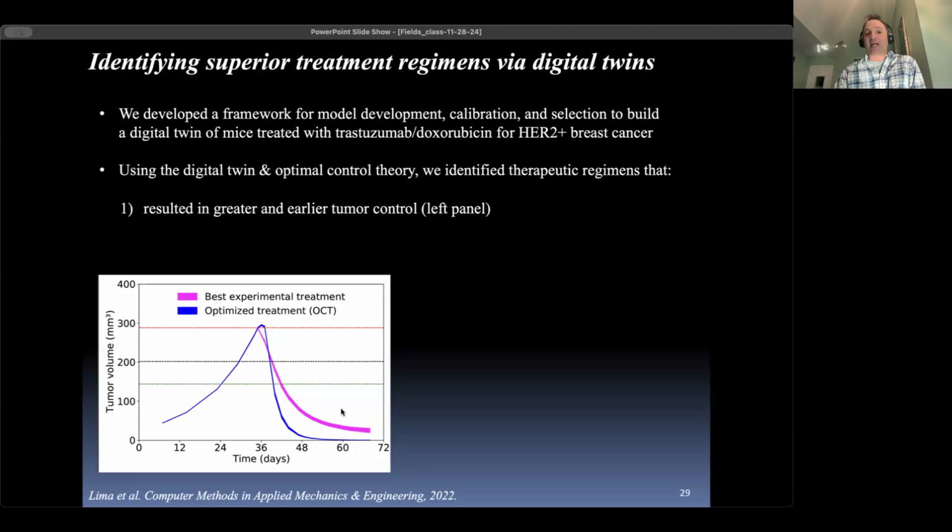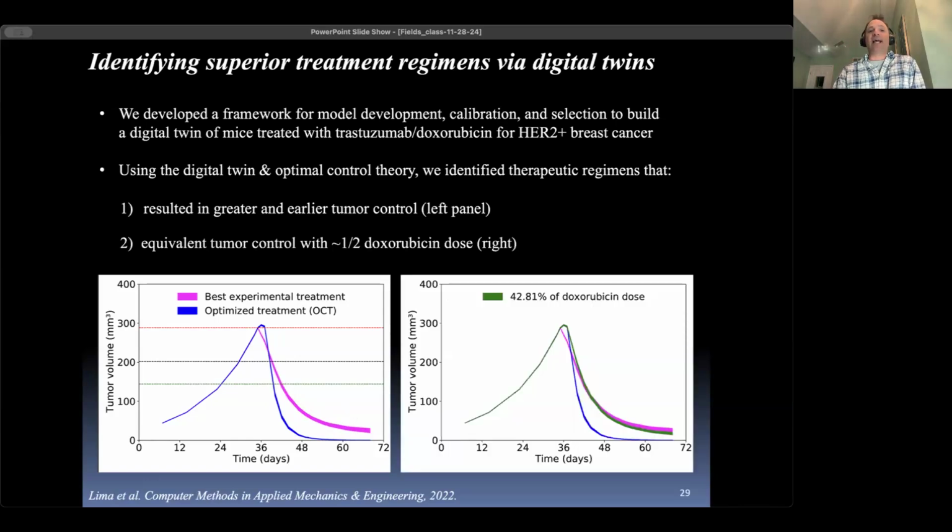The other way to do it is say, you know what, we're kind of happy with this tumor control right here. It's taking a little bit longer, but it's happening. So let's see if we can have the same level of tumor control using less of this broad spectrum chemotherapy, because that's going to result in a lot less side effects, right? And so we found one that used about 43% of the total dose, that had the same tumor control. It's the green right here.